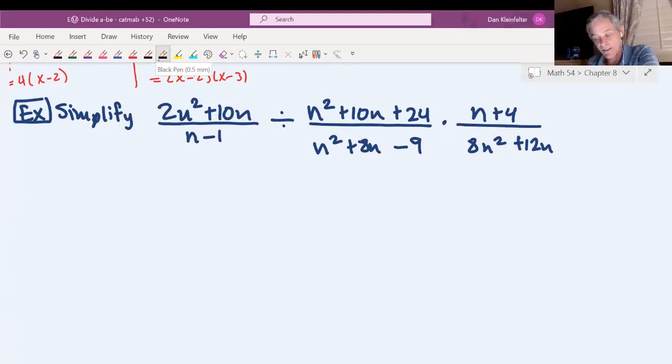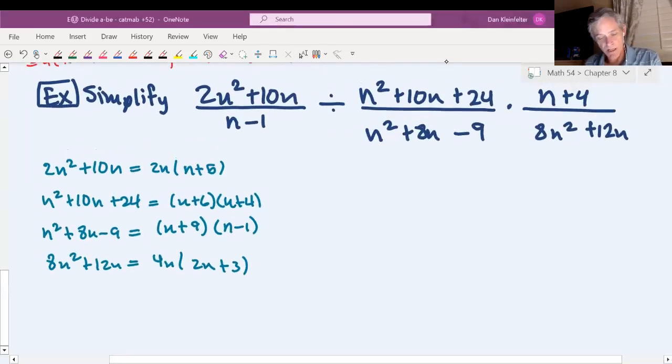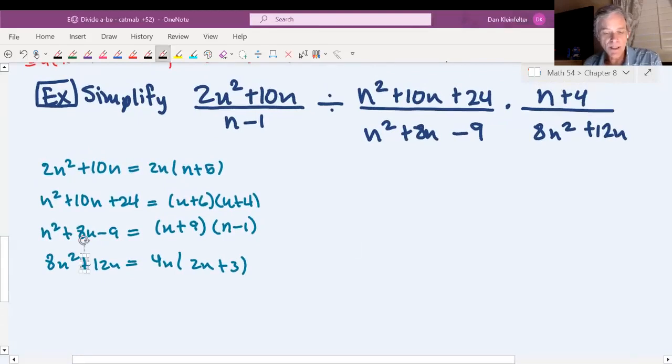So as we did before, I'm going to begin with all the factoring, okay? All right, so let's see how this comes out. So I just did a whole bunch of factoring first, and I'm just going to put together the pieces. 2n squared plus 10n was 2n times n plus 5. The n squared plus 10n plus 24. Here we needed two numbers that multiply to 24 and add to 10. That would be 6 and 4. So we factored that accordingly.